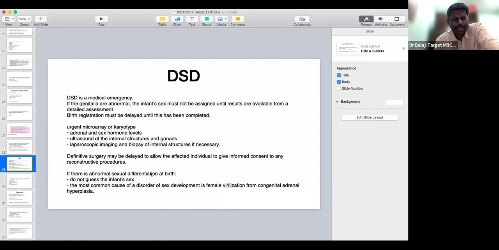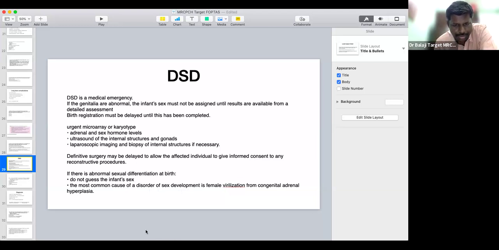Okay. So definitive surgery may be delayed even till the child grows up. If you want to do a major definitive surgery, better you wait till the child grows up. So the final crux is: do not guess the infant sex. You have to wait. And what is the most common disorder of sexual development in females? What is the most common cause for ambiguous genitalia in a female child?